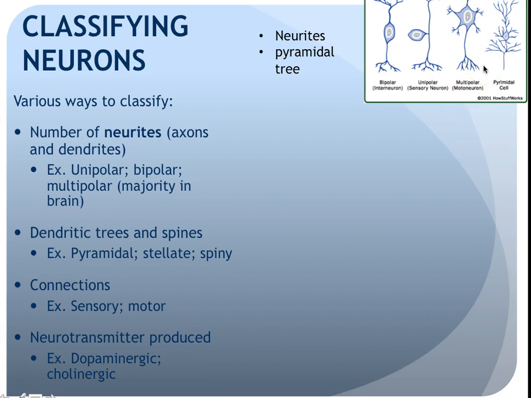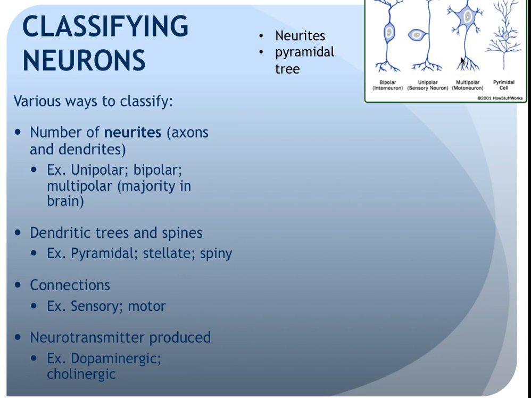This is what we would call a multipolar neuron. The majority of the neurons in the brain are actually multipolar. What we can see here is the axon emanating out, and we have many different branching points for dendrites, where we're going to have dendritic trees sprouting out from here. So this is multipolar.